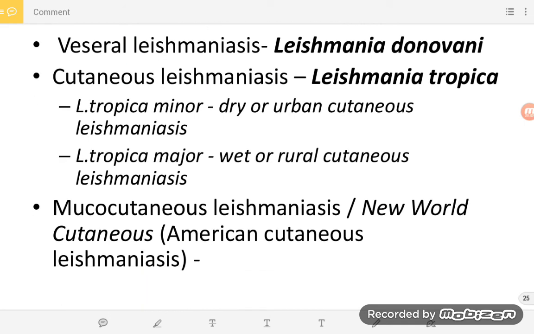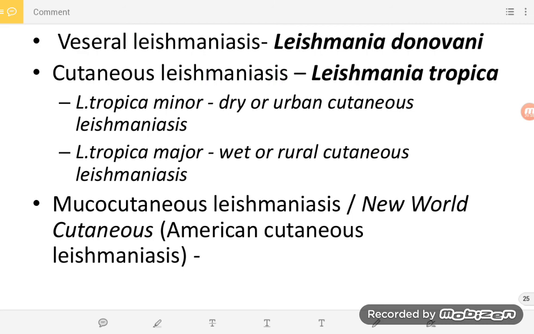Mucocutaneous leishmaniasis we can call New World mucocutaneous leishmaniasis, or sometimes American cutaneous leishmaniasis. So these are the things we are discussing here.